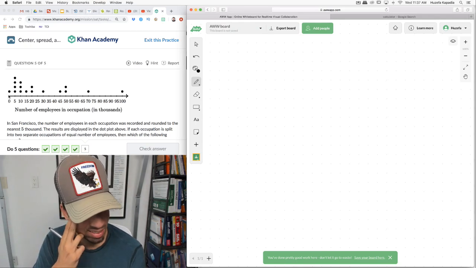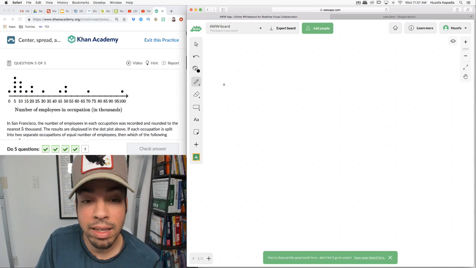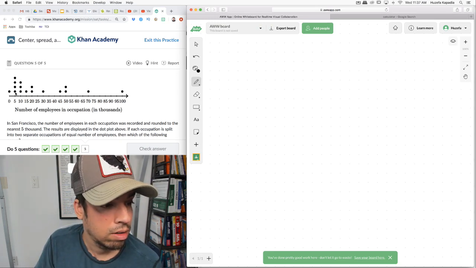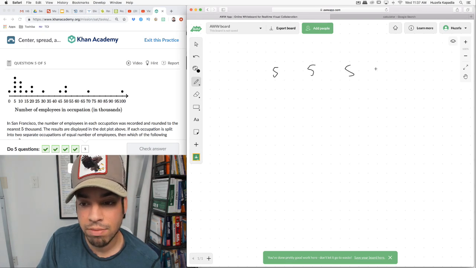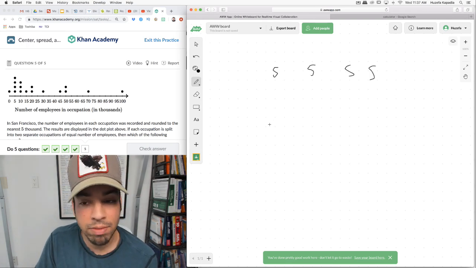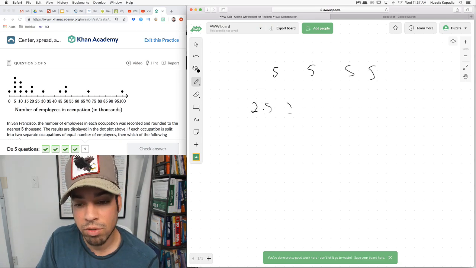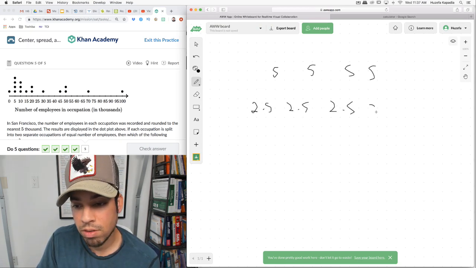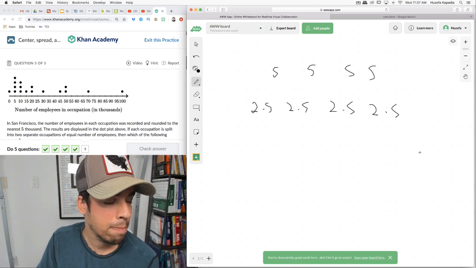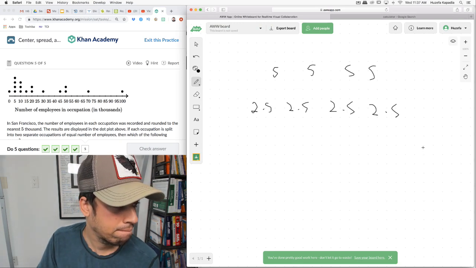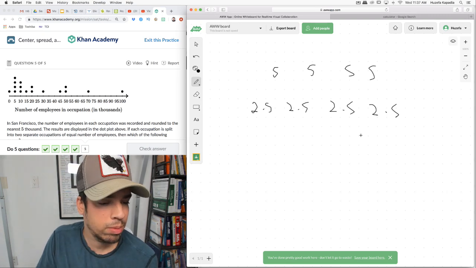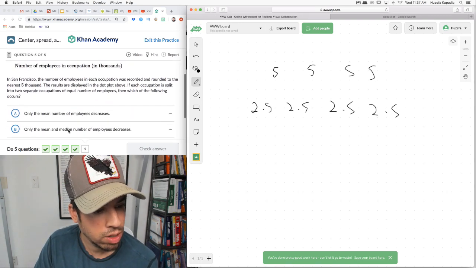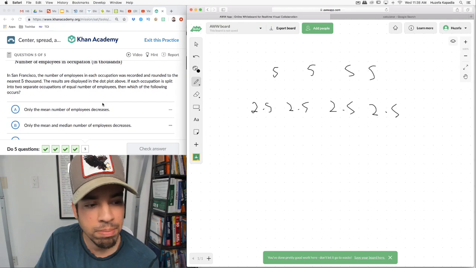Hold on, I gotta think about that for a second. So instead of 5, 5, 5, 5, where it's 5 plus 5 plus 5 plus 5 divided by 4, it would be like 2.5, 2.5. And it'd be 8 of them. 20 divided by 8. Yeah, and what would be 2.5? The mean would go down. So the mean would go down.